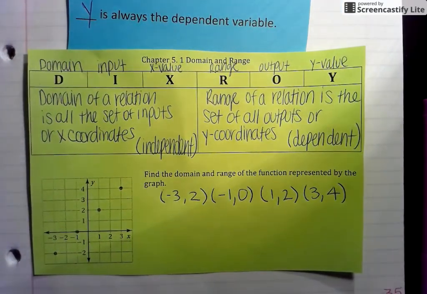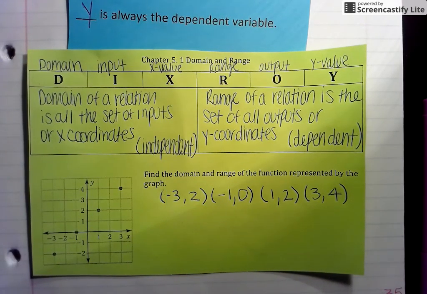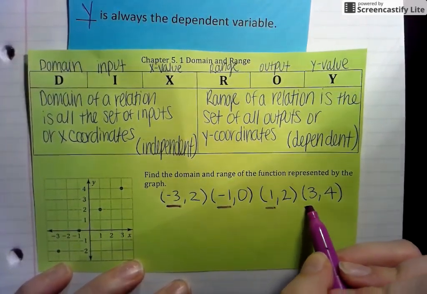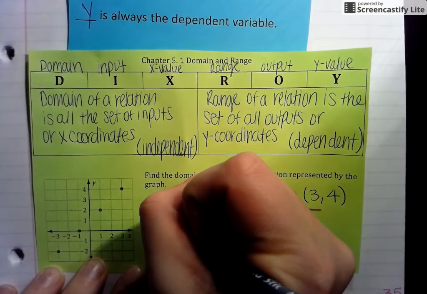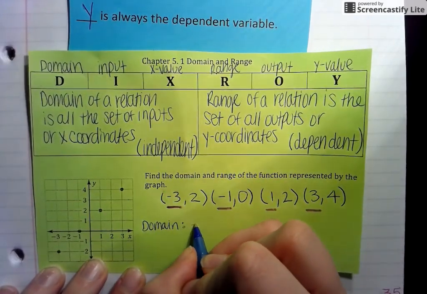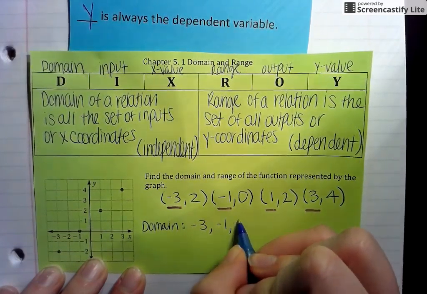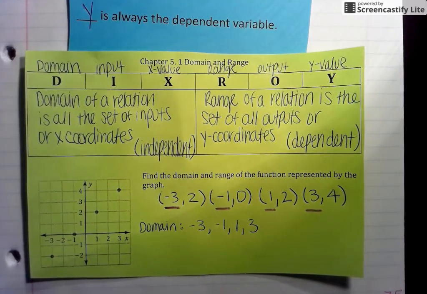So to find our domain and range, we know that our domain is our inputs or x values. So what I'm going to do is underline all of my x values. So I have -3, -1, 1, and 3. So those are going to be all of my domains. I'm going to write down my domain in numerical order: -3, -1, 1, and 3. So those are all my domain, or what my domain is.